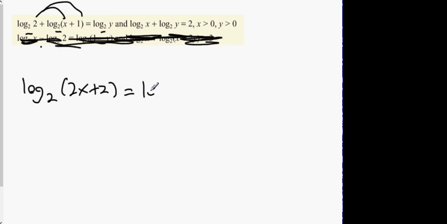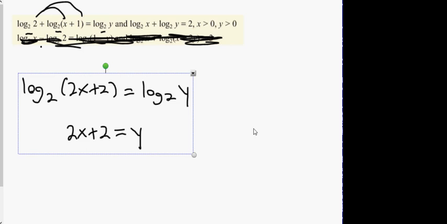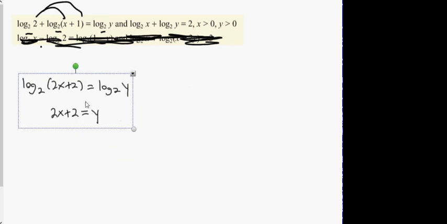So we're going to use the addition rule for logs. Everything has the same base, so there's no need to worry about anything. We can say log 2 times x plus 1. We multiply 2 by x plus 1 to get 2x plus 2, and that equals log 2y. Log 2 is the same on both sides. This means that 2x plus 2 must equal y, and that's the first part done.